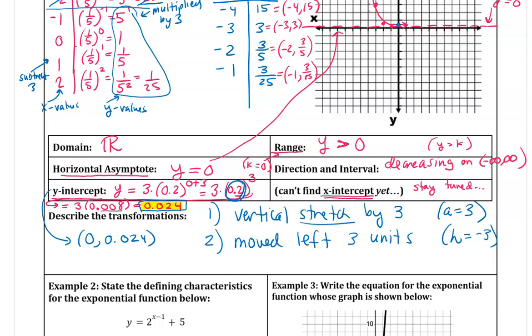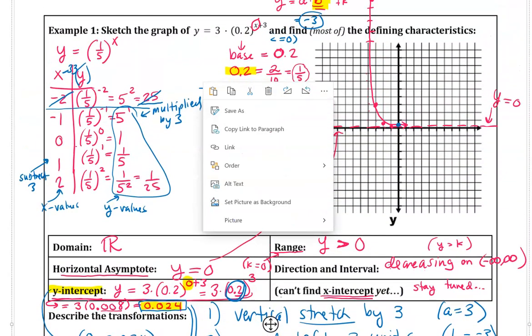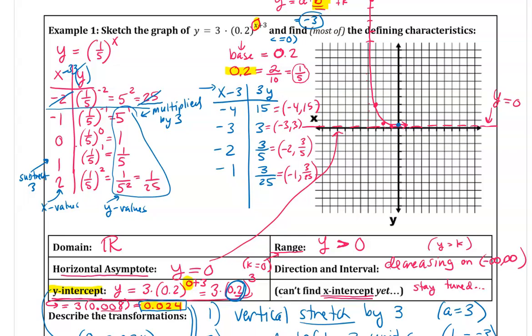The other option would be to think of it as a fraction, which would be 1/5. So whatever you're comfortable with. 1/5, if you cube it, just ends up being 1 cubed over 5 cubed, which is 125. And then 3 times 1 over 125 is just 3 over 125. And these numbers are equal to each other. So you can evaluate that in whatever way is most comfortable for you. But the main point of that is to get a y-intercept, you plug in 0 where the x is in the equation, right here, and then you just go from there.